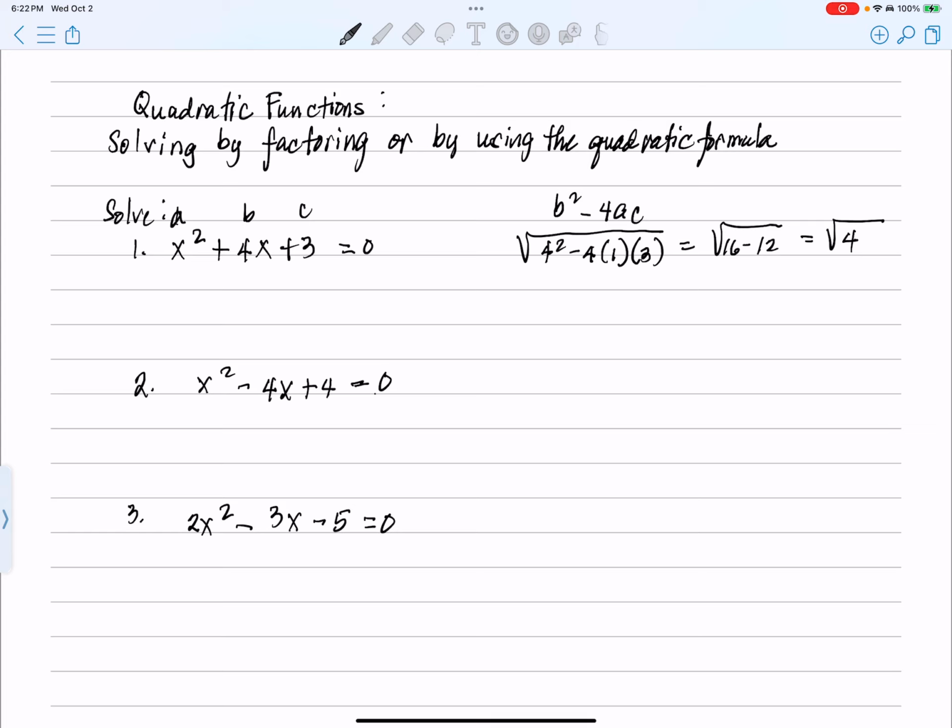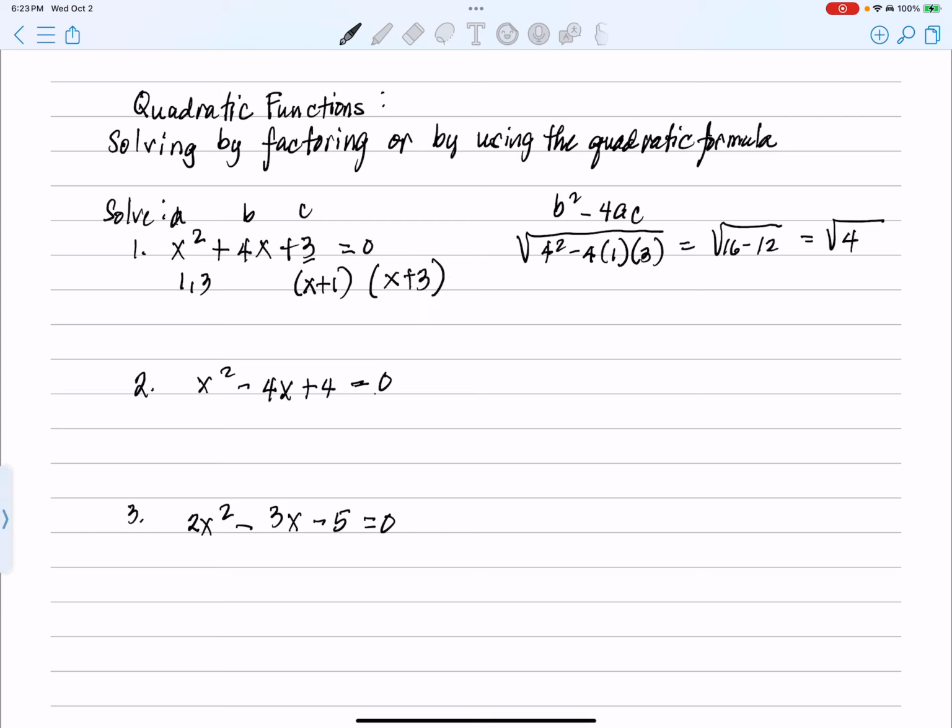So we'll check which pair has a product of 3. The pair that we have is 1 and 3. 1 plus 3 will give us 4. So in other words, we have x plus 1 as a factor and x plus 3.